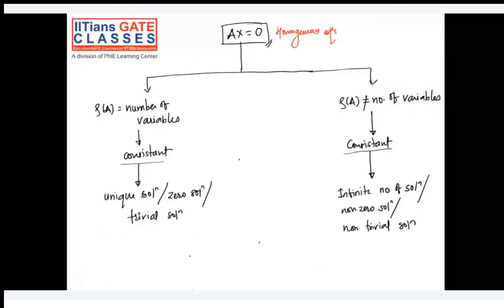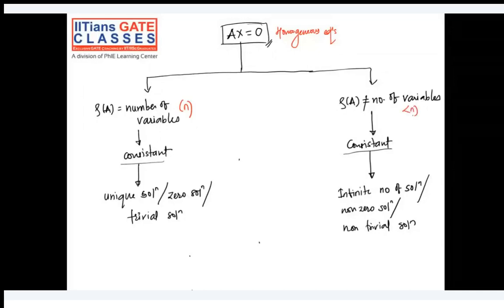So if rank is equal to n, then you can say it's consistent. Okay, it's still consistent. And if rank is not equal to the number of variables, then also it's consistent. What is consistency and inconsistency? I'll explain to you in a minute, after some time when we go to the non-homogeneous case.